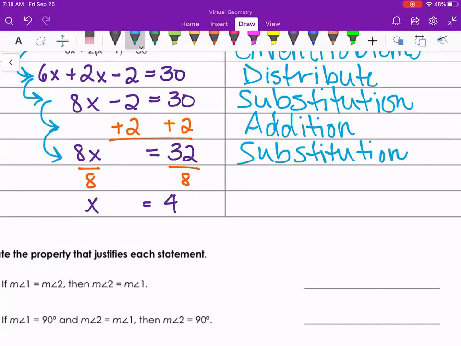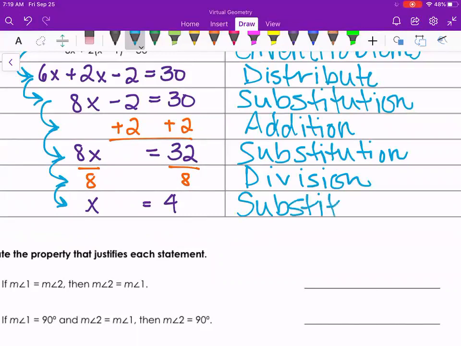All right, so 8x equals 32. And then my next step, I divided both sides of my equation by 8. So that was my division property. And then my last and final step, I took my 32 divided by 8 and replaced it with 4. And again, that falls under substitution.